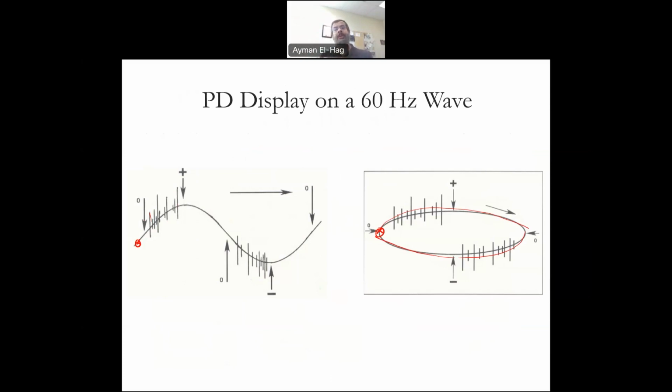Now, please join me in the lab, and I will show you how the partial discharge looks in reality. I showed you the circuit. I showed you how they look on the recorder. But let's go and see exactly how the PD system looks in the lab.